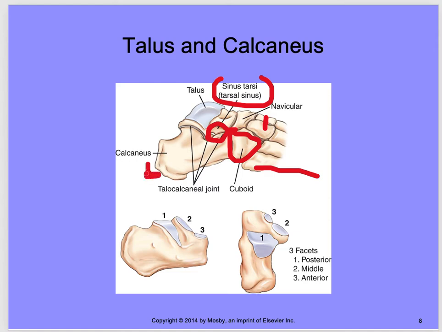This is your tuberosity of your calcaneus. This is also a tuberosity. So you've got this one and this one. Those are places for bone spurs. You've got your facets. One is your posterior because it's closer to the heel. Two is the middle. And then three is the anterior, because it is closer to your cuboid and your navicular, so anterior.